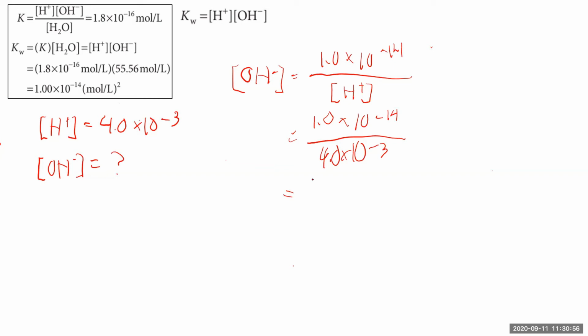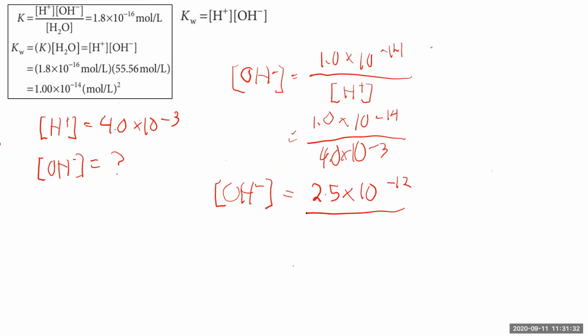So the result for that one would be 2.5 times 10 raised to the power of negative 12. So this is now the concentration of the hydroxide ions. So that's how we can solve the ion concentration for water.